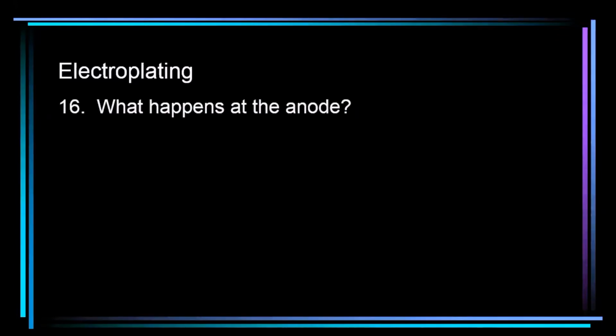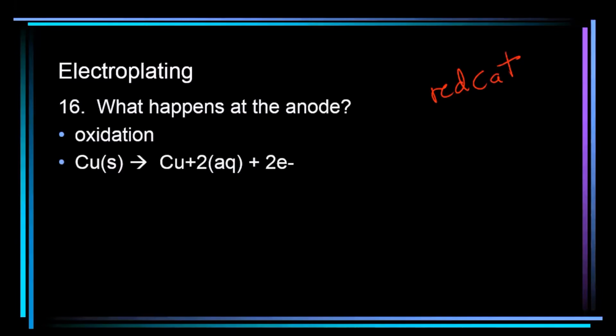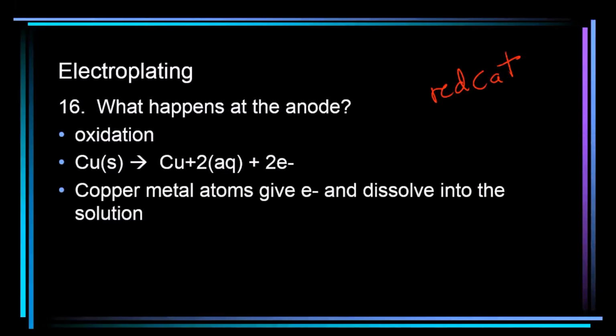So, what happens at the anode? Oxidation. Here's another way of looking at it. With anode and cathode, all you need to remember is red cat. Red cat. What happens at the cathode? Reduction. So at the anode, oxidation, electrons are released. He had a copper anode where electrons were released. Copper metals give electrons and then dissolve into the solution.